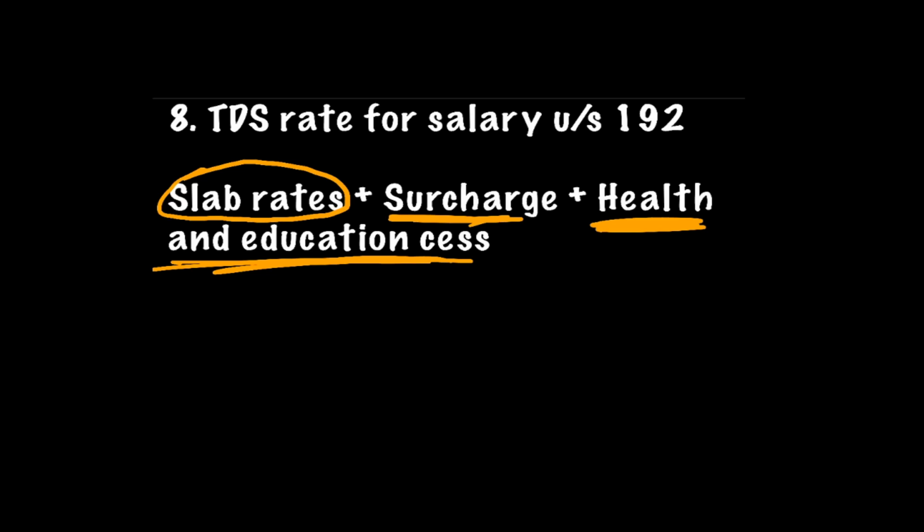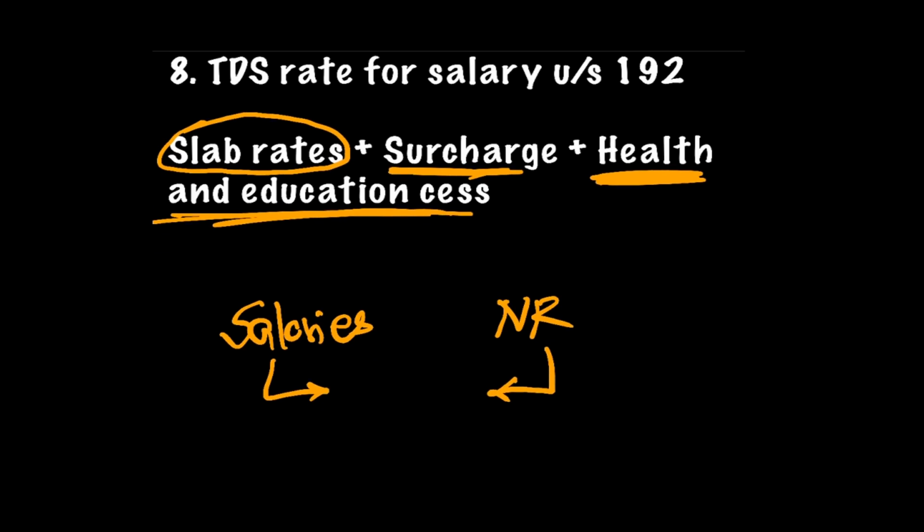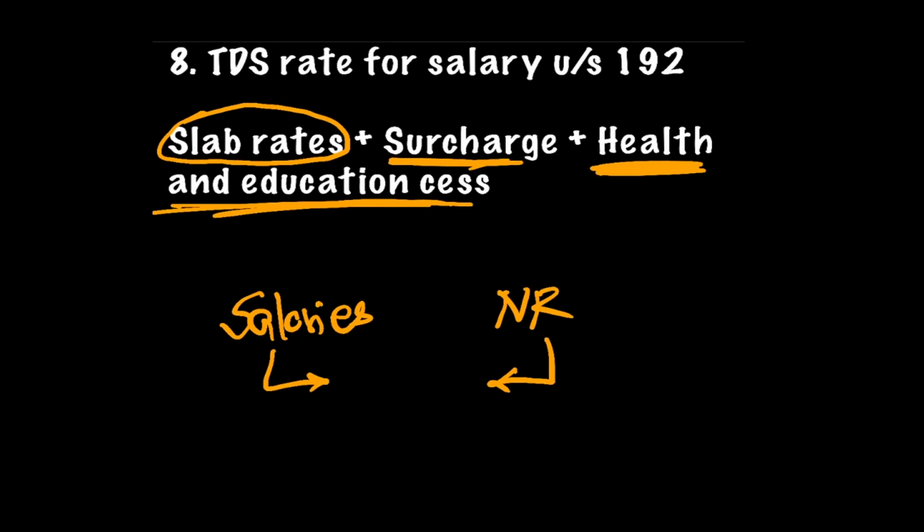Especially at CA Inter or CA's executive level, you should always remember that salaries and your payment to non-residents, these are two areas in which, along with your TDS rate, say for example in salaries your TDS rate is as per slab rates. For non-resident foreign citizen sports person, it is 20%. But for these two payments, the rate of TDS should also include surcharge and should also include health and education cess. Obviously, surcharge is not required to be included every time. Surcharge is required to be included only if the salary is more than 50 lakhs, or you can say the net taxable income is more than 50 lakhs. So surcharge only if applicable, not always, but health and education cess always.